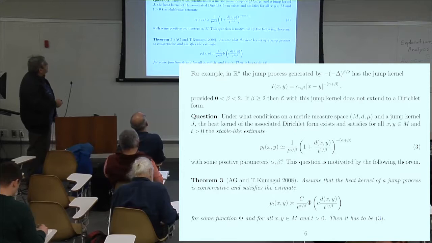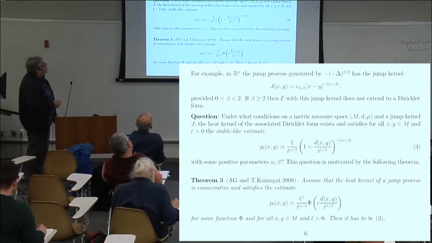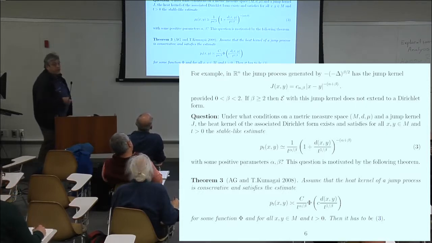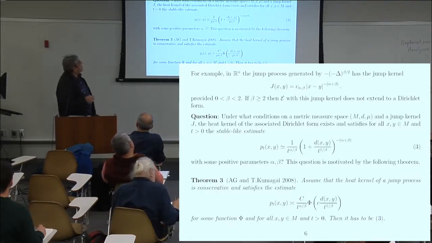And again, this all works if beta is between 0 and 2. Of course, the jump kernel can also be defined when beta is arbitrary, in particular when beta is at least 2, but then the quadratic form doesn't extend to a proper Dirichlet form, so there is no process in this case.